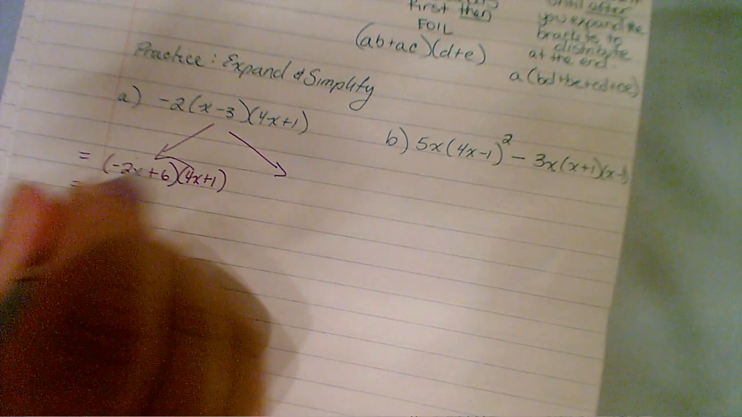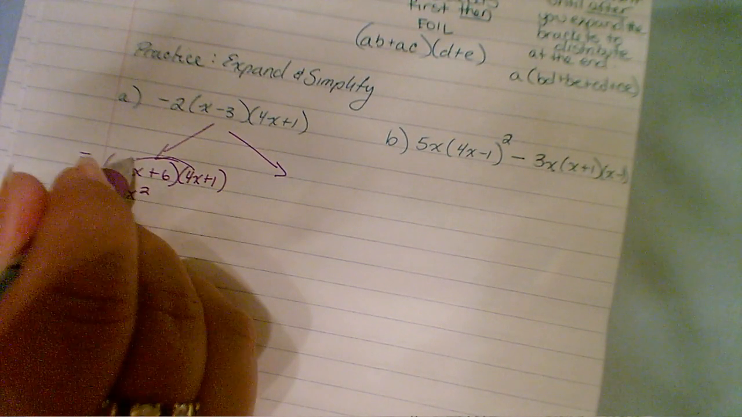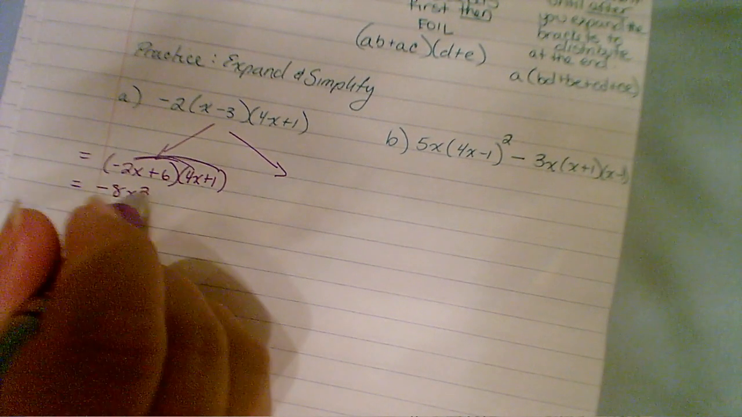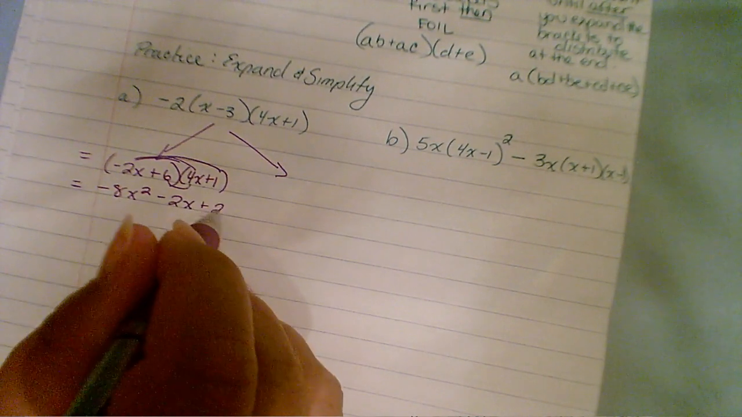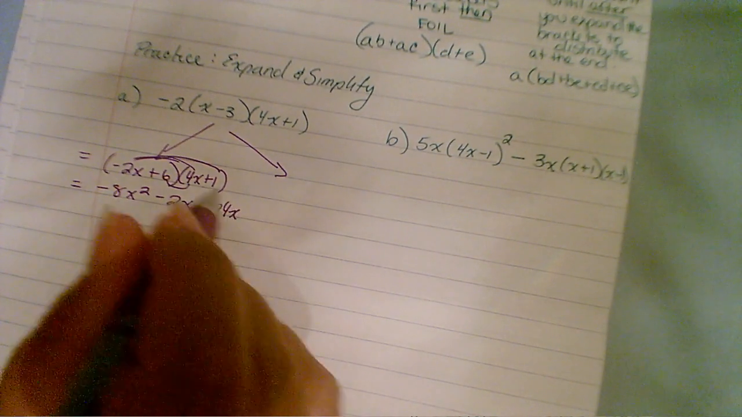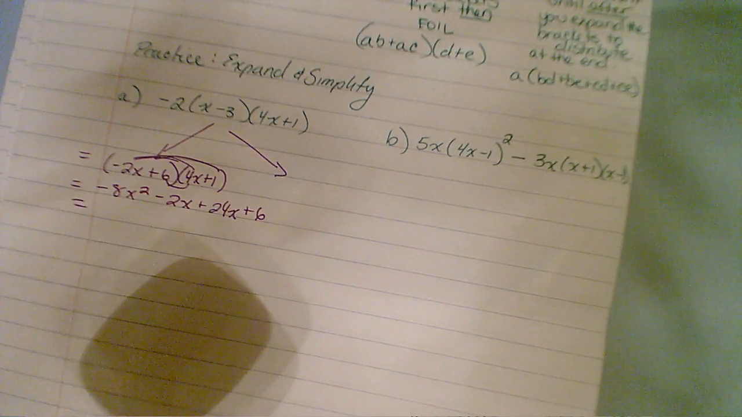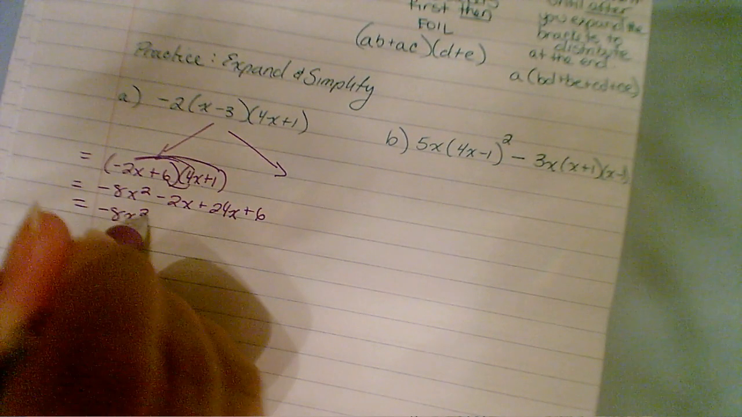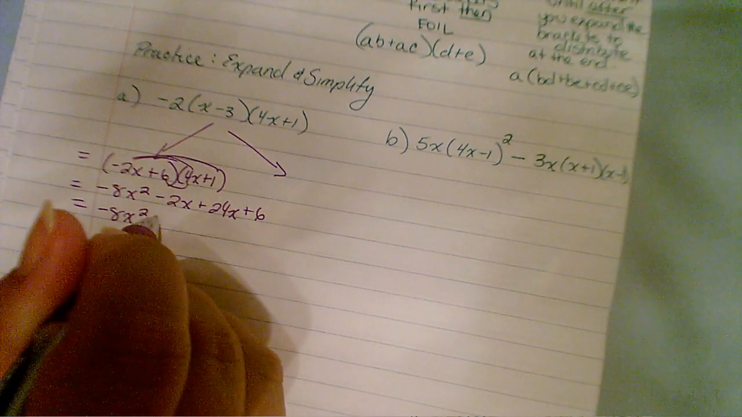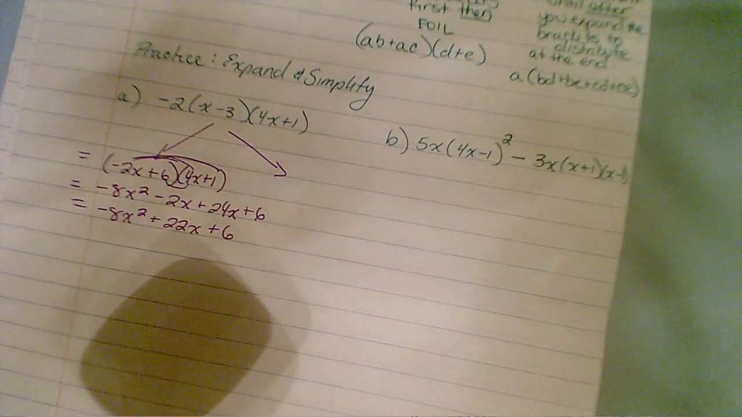So first times first is negative 8x squared. The 2 outside guys, negative 2x. The 2 inside guys, positive 24x. And last with last is 6. And again, always look for like terms in your final answer to see if you can clean this up. Negative 8x squared, what do we got? 22x, positive 6. So not too bad. Took us 3 lines. Not too much time.